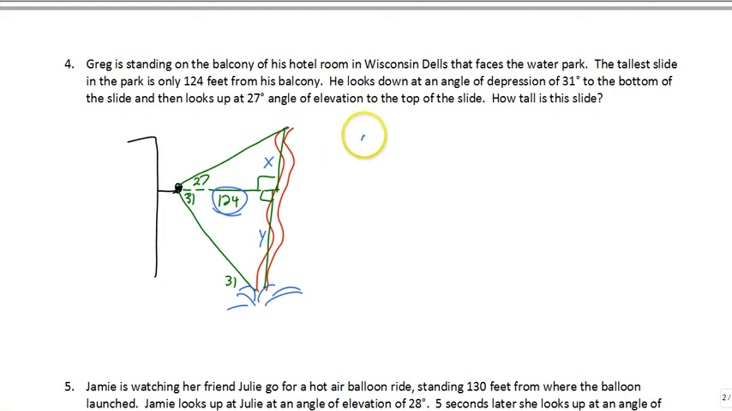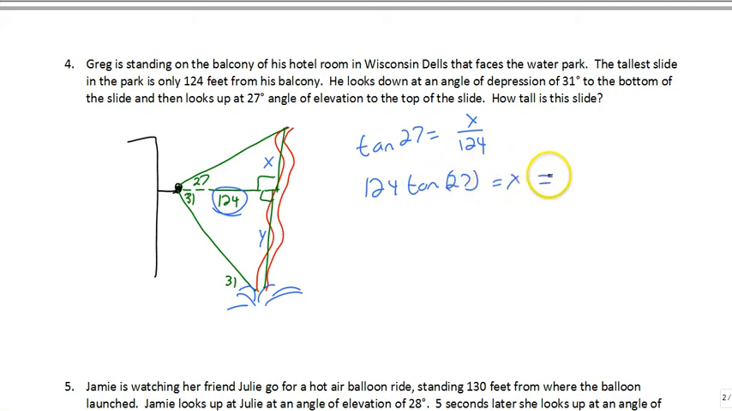So I have tangent of 27 is equal to X over 124. Okay? When you cross multiply, you get 124 tangent of 27. So you get X, which is 63.2 feet. Now we need to find Y. We still have opposite. We want adjacent. We want opposite. We have adjacent.